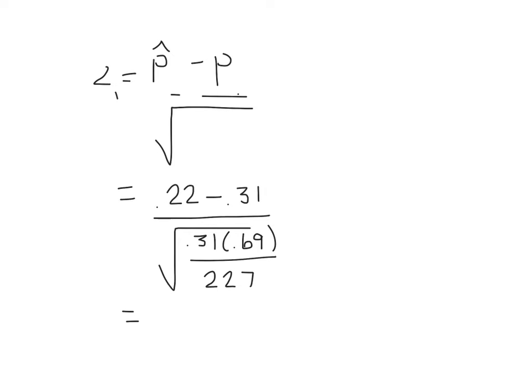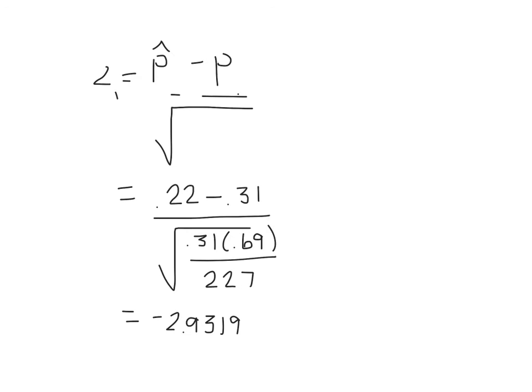So I'll take 0.22 minus 0.31 and get an answer, and then divide by the square root of 0.31 times 0.69 divided by 227. And if I carry 4 digits after the decimal point, in this case that would be negative 2.9319. So basically that 22% is almost 3 standard deviations below the true proportion of 31%.